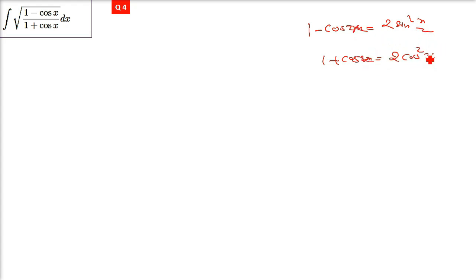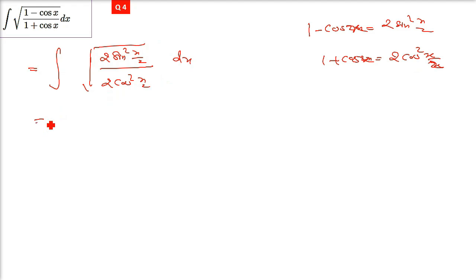So let us do it. 1 minus cos x is 2 sin square x by 2, and 1 plus cos x is 2 cos square x by 2. So let me write it here: 2 sin square x by 2 divided by 2 cos square x by 2, and this is inside your under root. So the square root gets cancelled. The 2 gets cancelled already, so you are left only with tan x by 2. Sin x by 2 by cos x by 2 is tan x by 2. Sin theta by cos theta is tan theta.